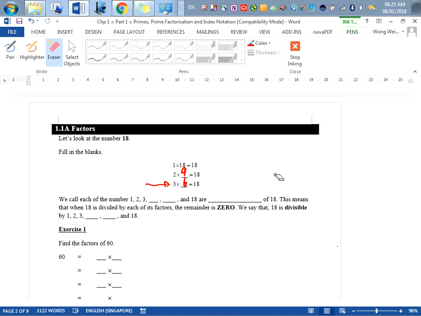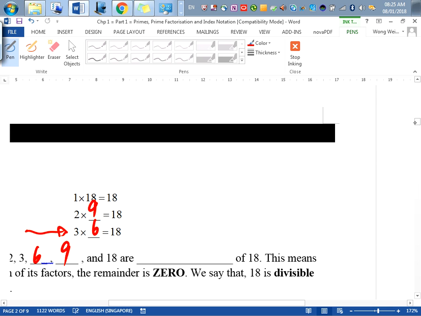So can you tell me what are the factors of 18? What are the factors? 1, 2, 3, 6, 9. And these are the factors. Please fill in the blank.